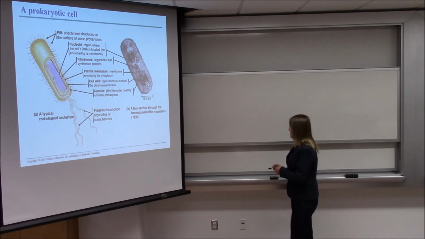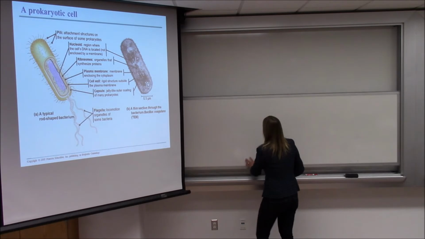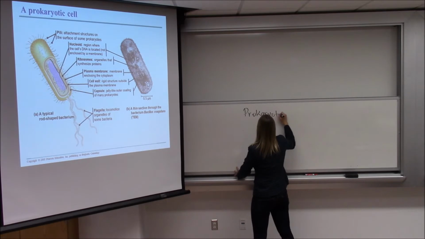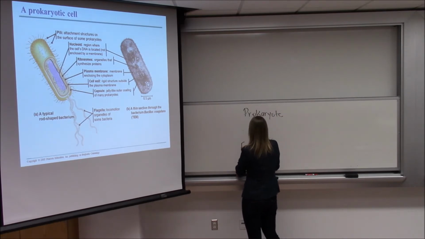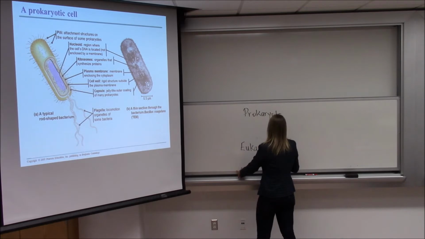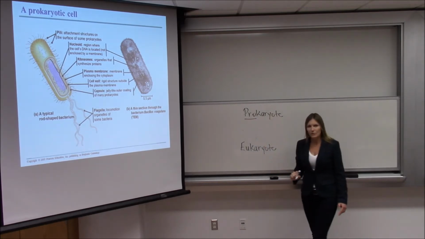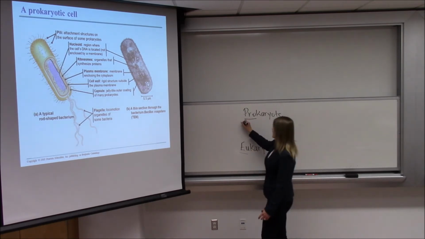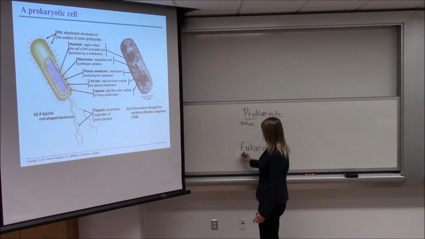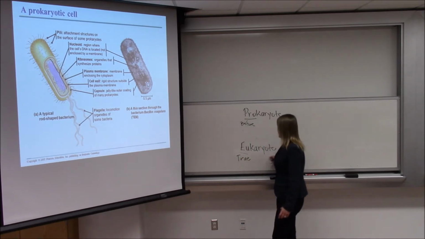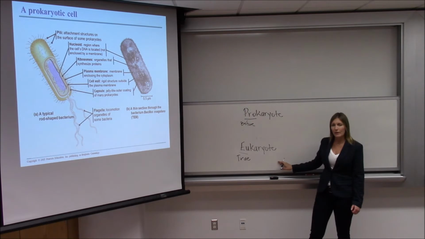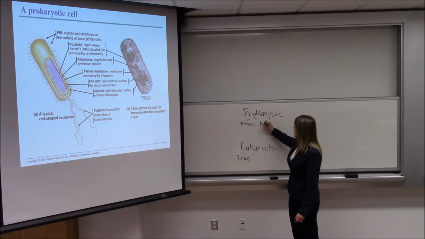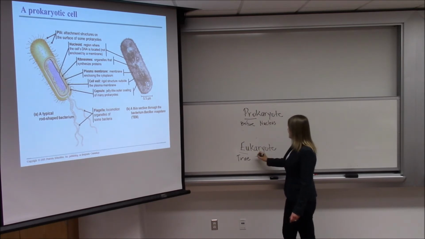So what do I mean by prokaryote versus eukaryote? So prokaryote and eukaryote. These are two very important terms to know in biology. Pro means before, and EU means true. So this is before, and this means true. What does karyote mean? Karyote means kernel. In this context, it's referring to the nucleus. So this means before nucleus, and this means true nucleus.